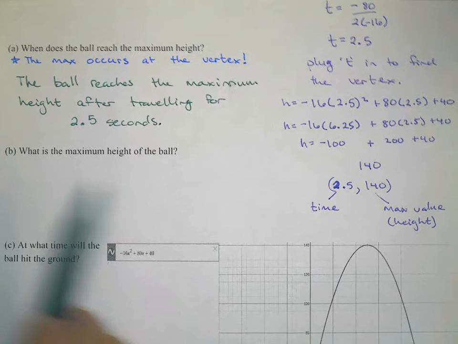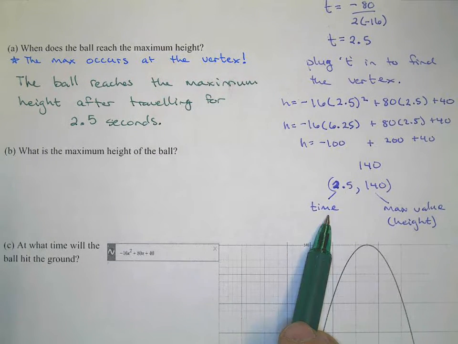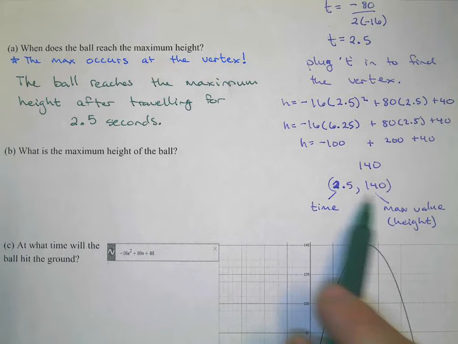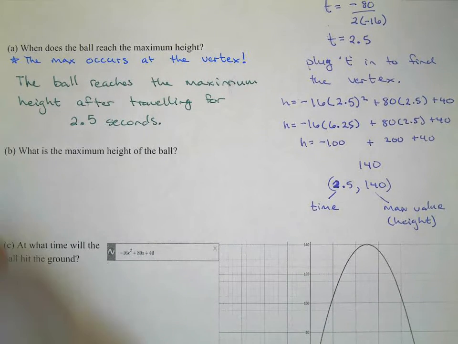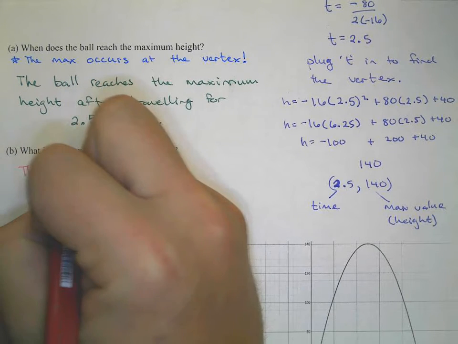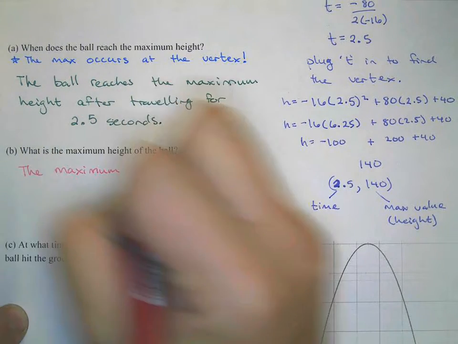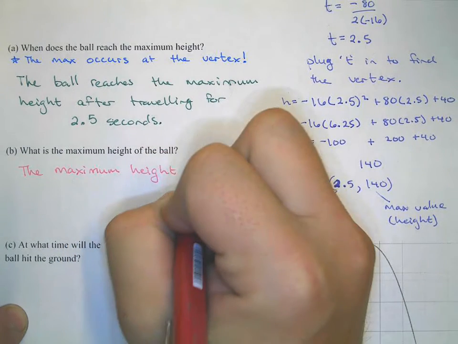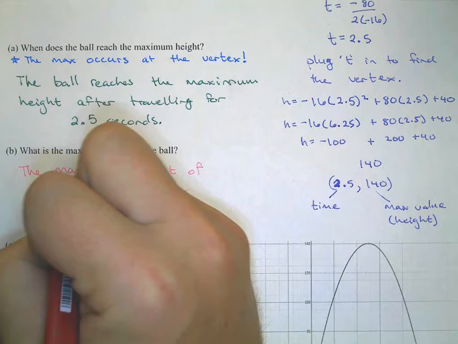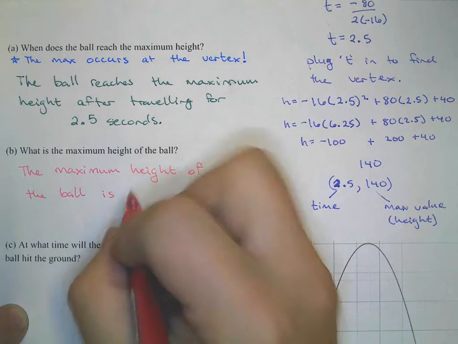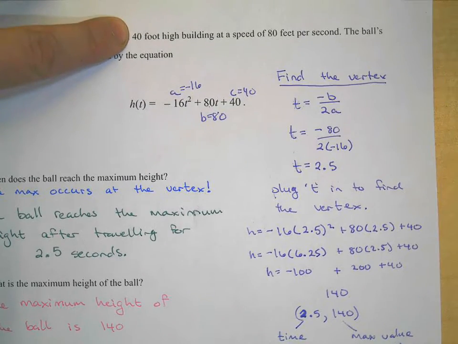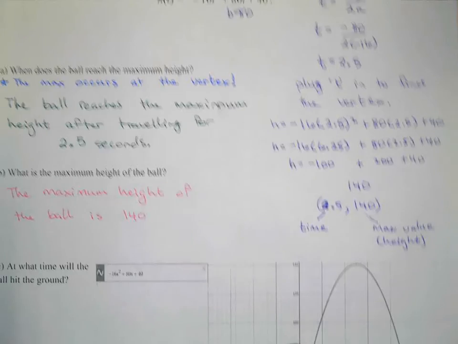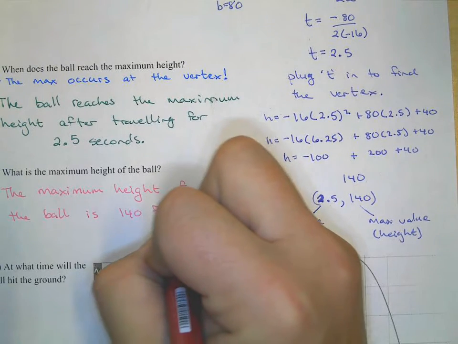Now we can say, what is the maximum height? So this is when the maximum height, our time, and the actual maximum height will be our y value. So that is the maximum height. So we can say that the maximum height of the ball is, and we have 140, and what are our units? We go back to our question and we say, oh, well, we're talking about feet, so we know that the ball's maximum height is 140 feet.